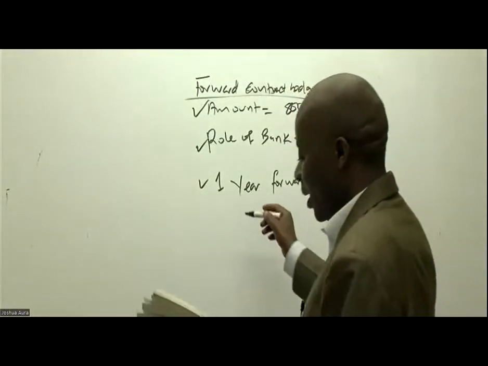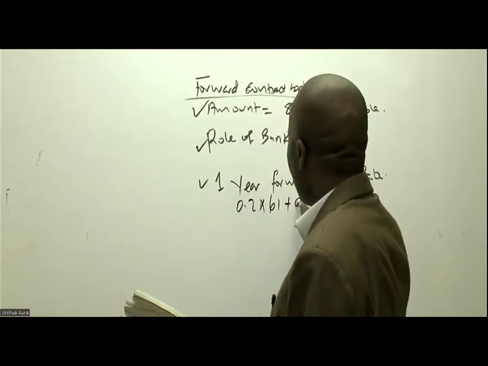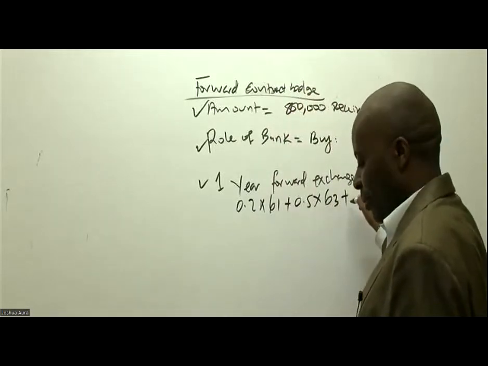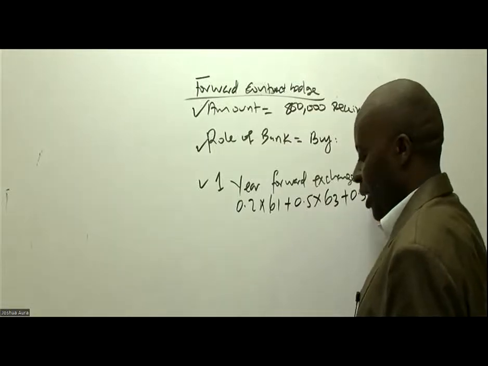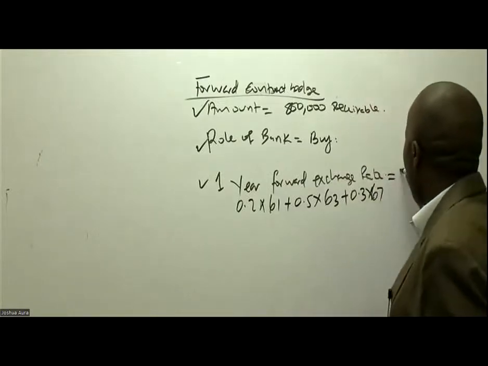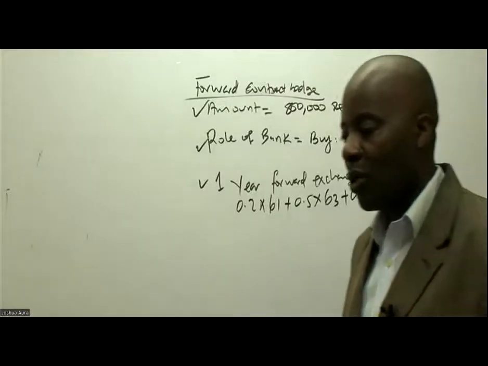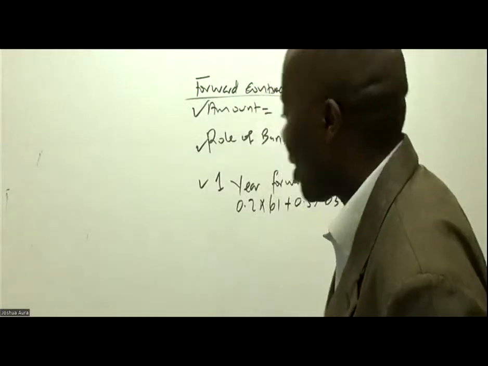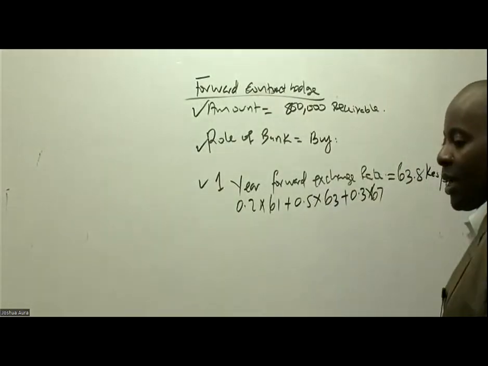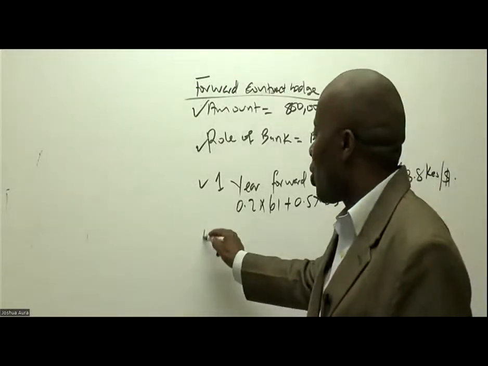So I'll take 0.2 times 61 plus 0.5 times 63 plus 0.3 times 67. Could you kindly give me an answer here? 63.8. Are they 63.8 goats or cows? It's an exchange rate, so it has to be Kenya shillings per dollar. Go ahead and exchange.